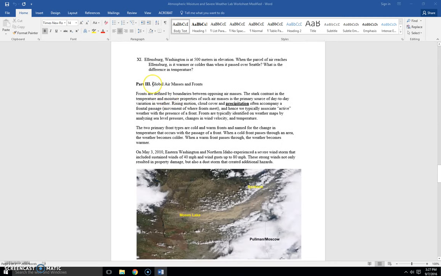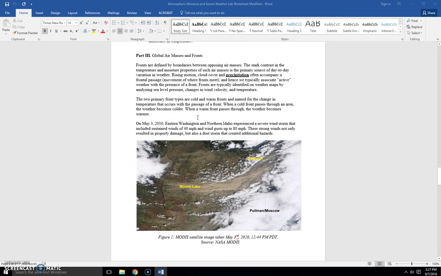Part 3, this is required. This is global air masses and fronts. And so here's a picture of what was going on May 3rd, 2010. There was a windstorm, a severe windstorm with high wind gusts, and it created a dust storm. You can see the dust here.